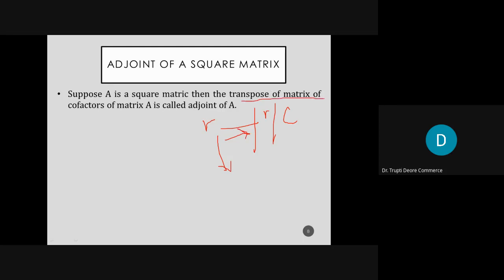So transpose of a matrix of cofactors means first you have to find the cofactors of the matrix. Then the cofactor matrix will be converted into its transpose. The rows of the cofactors become columns, and the new matrix is called the adjoint of A. Let's check out an example so that it will be more clear. It is denoted by adjoint A, ADJ. There is no special sign for adjoint, you just write ADJ A.